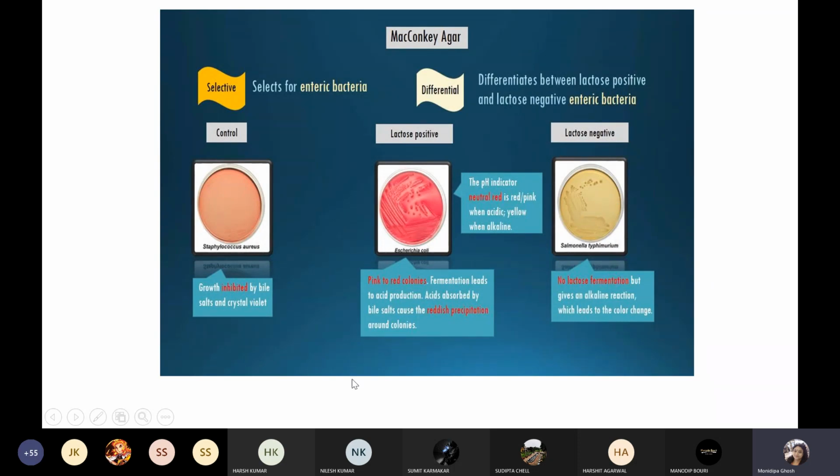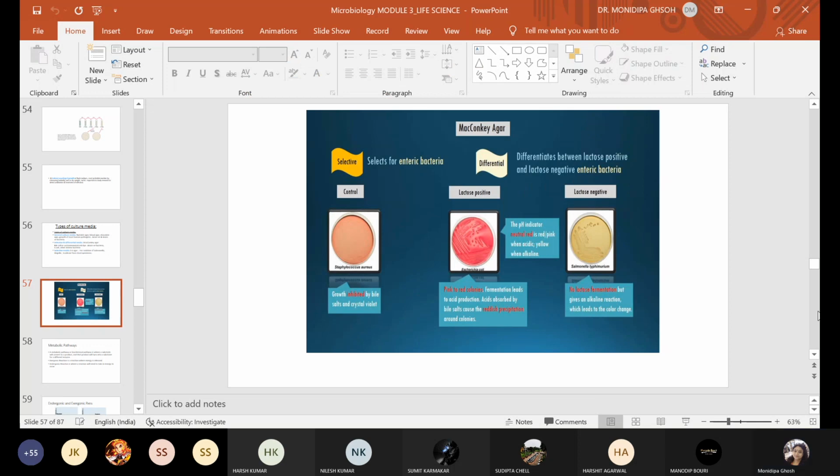And if there is lactose metabolism positivity, the lactic acid produced as the end product gives the acidic reaction, creates an acidic environment, and the color is changed to red. The indicator dye is set in such a way that in an acidic condition it will give red color, and in alkaline condition it will give yellow color. So if you use these sorts of media, then you can select, screen, and differentiate the populations of the different bacterial colonies.